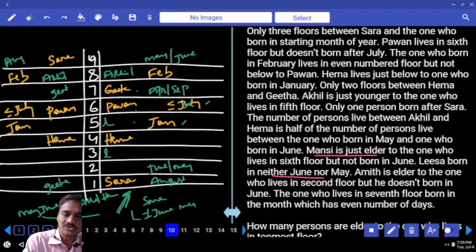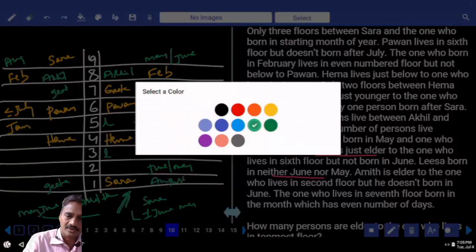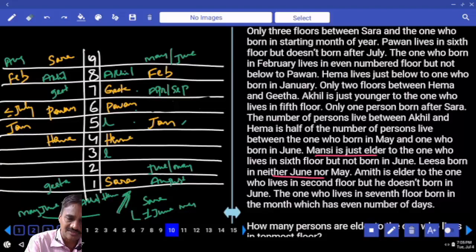Now for the 6th floor, July cannot be here, isn't it? May cannot be here, June cannot be here. Then can we have April at this place or not? No, April. Now this person is in the month of April. If this person is in the month of April, Gita cannot be in the month of April, Gita must be in the month of September. Then Mansi is just elder to the one in April, so Mansi must be in the month of May.